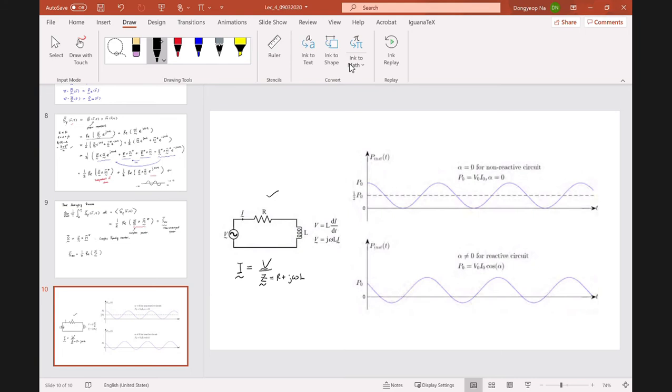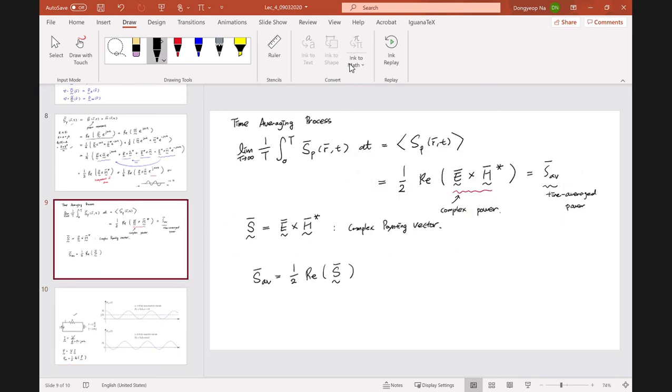And then we can write the complex power flowing through this circuit. It's going to be voltage times current. So the time averaged power is going to be the real value of this complex power. So that's the same as in the electromagnetic field.